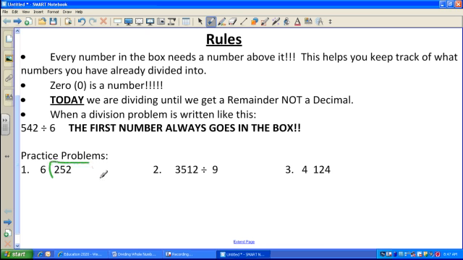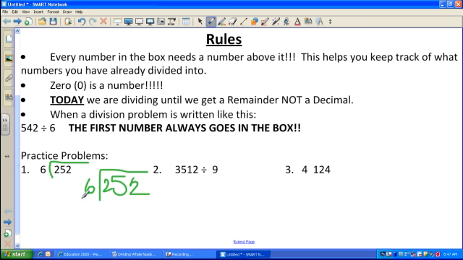Okay. So our first problem is 252 divided by 6. I'm going to rewrite it down below just so I have more room to divide into it. 252, divided by 6. Okay, so if we're looking back up at our rules, it says every number in the box needs a number above it. So I have 3 numbers in the box, 252. So every number needs a number above it, so 3 numbers. I'm going to divide into one number at a time.